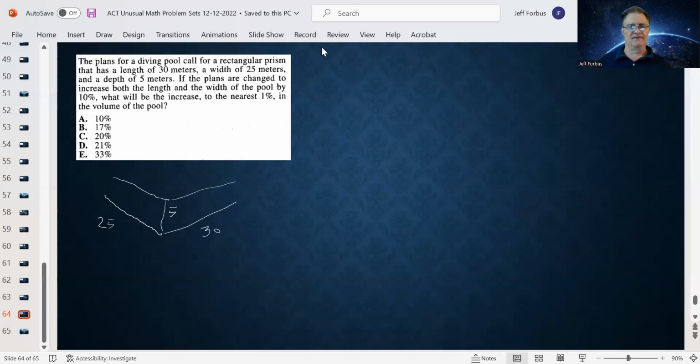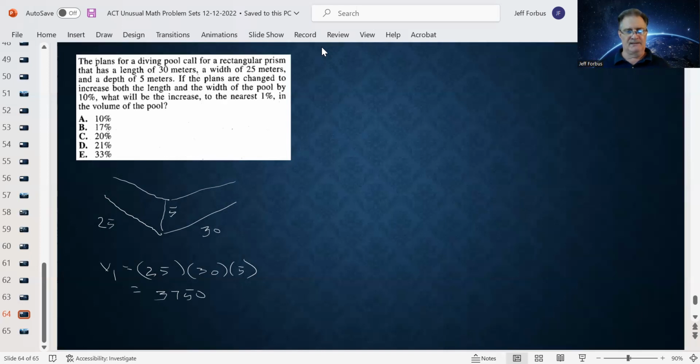Now, it says if the plans are changed to increase both the length and the width of the pool by 10%, what will be the increase in the volume of the pool? Okay, so we're going to call this volume 1. And that's just going to be 25 times 30 times 5. And that's going to multiply to give you 3,750.